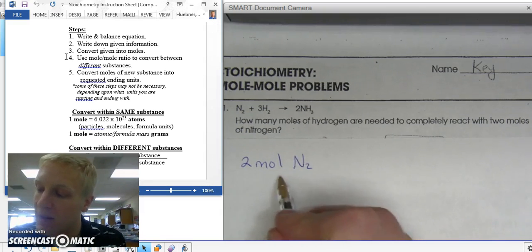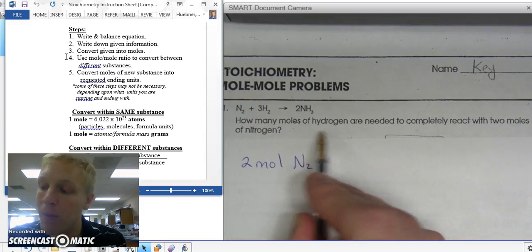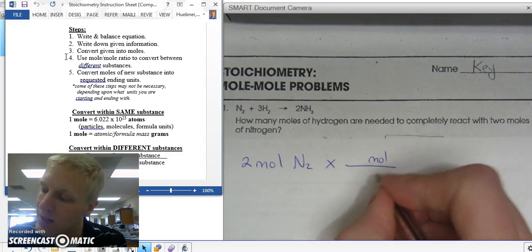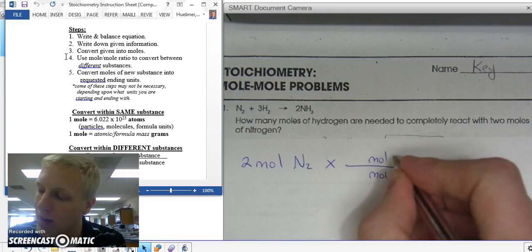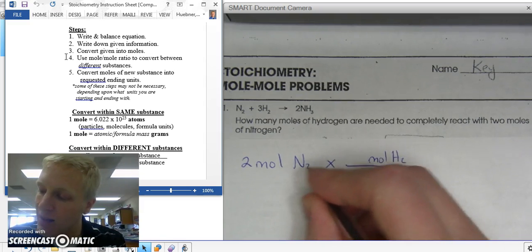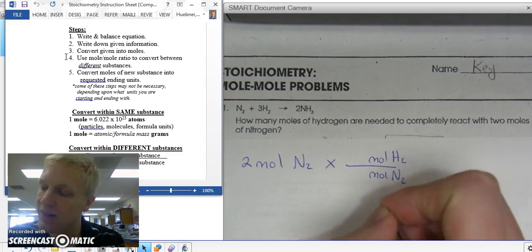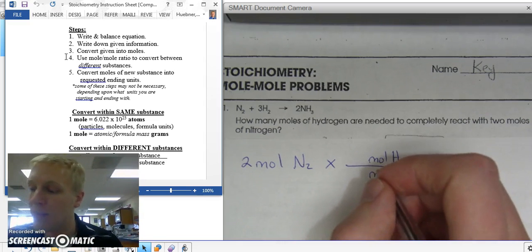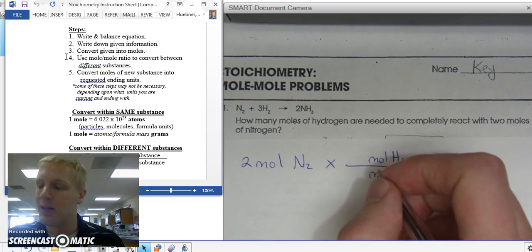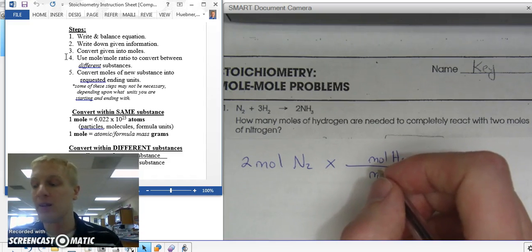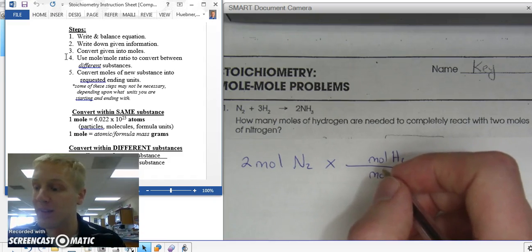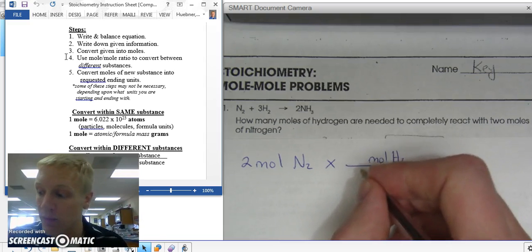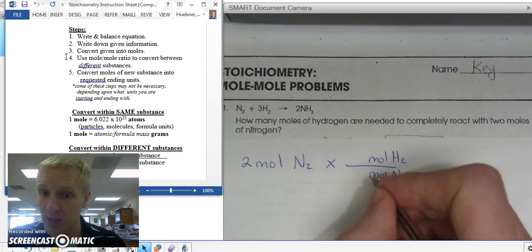So, I'm starting with 2 moles of N2, and I want to convert it to moles of hydrogen. I'm going to multiply it by a mole-mole ratio. I put what I want to get to on top, which is H2, and what I'm getting rid of on the bottom, which is N2. Normally, when we were just converting grams to moles or moles to molecules, we would just have 1 mole for every 6.02 times 10 to the 23rd molecules, or 1 mole for every molar mass of a substance. In this case, we could potentially have more than 1 mole. That's the only time you could have more than 1 mole, is if you have a mole over mole ratio.